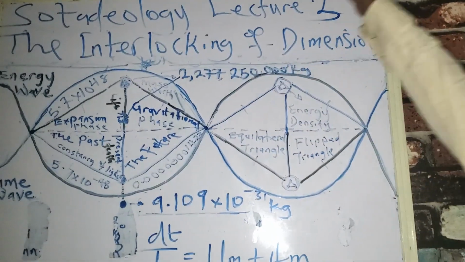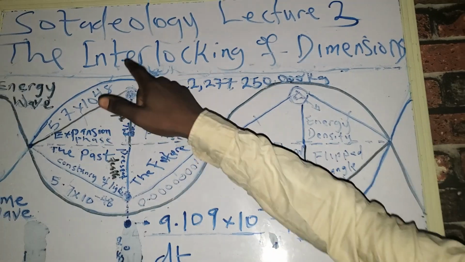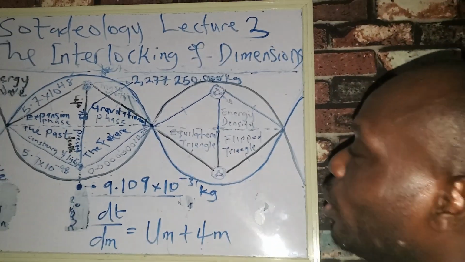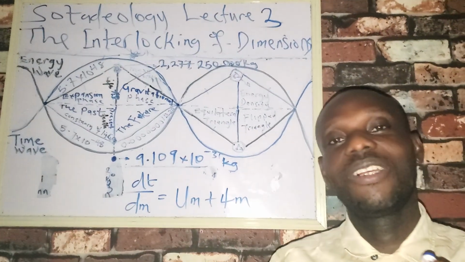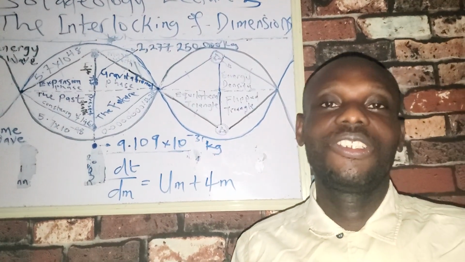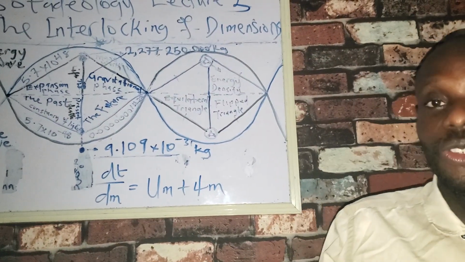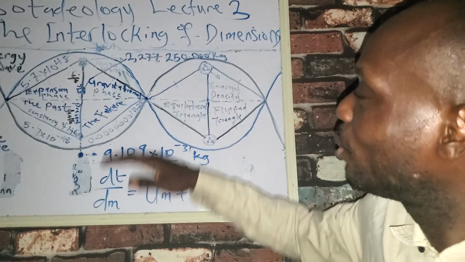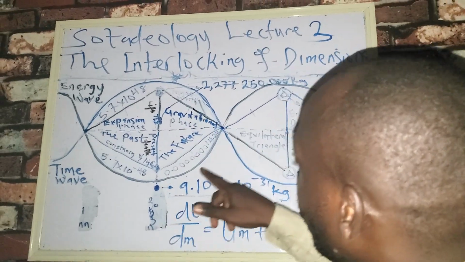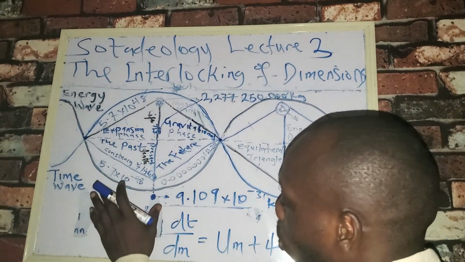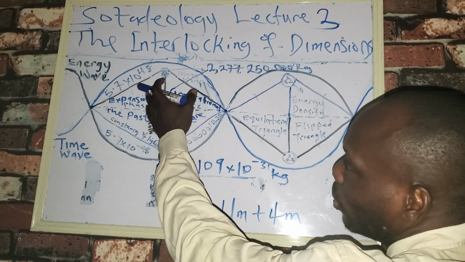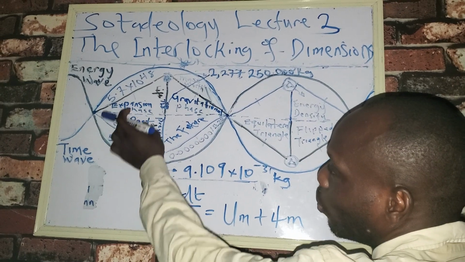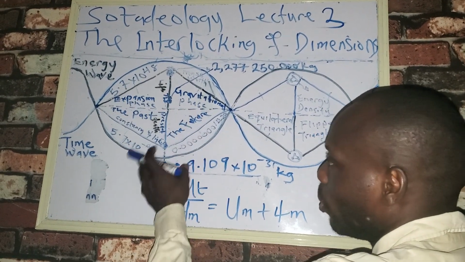In today's video, we're going to dissect Sotadeology Lecture 3, the interlocking of dimensions. In this video, we're going to see how dimensions are interdependent. So with no further ado, let's dive into it. We're going to use this time energy wave model to illustrate the whole thing, while we use this formula of everything to dissect the equilateral triangle that we have right inside the time energy wave model.